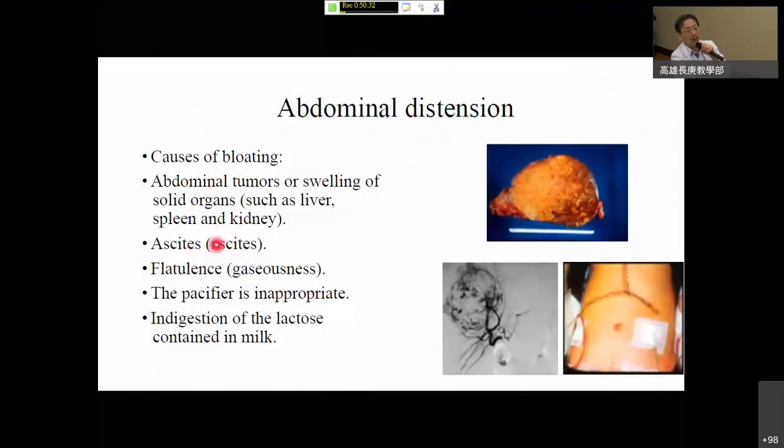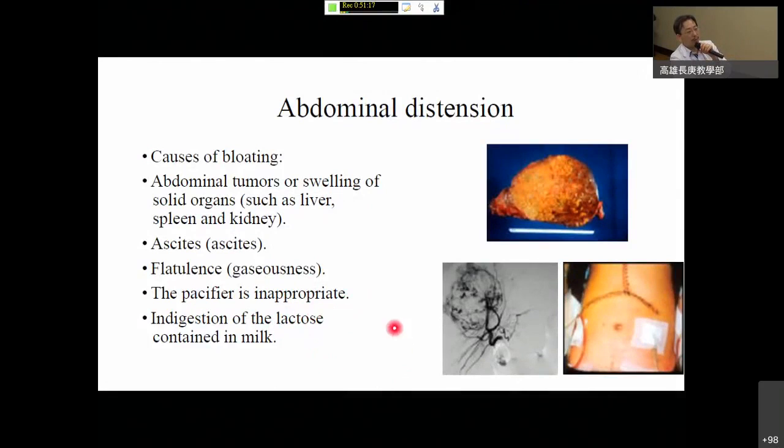You have inflammation of the GI tract, then you will have ascites. Flatulence, you will have some gas in your abdomen caused by what you ingest, okay? Like milk, like sweet potato, it will cause flatulence. Also the pacifier, if inappropriate. There are a lot of chances when the mother gives the baby a pacifier, the baby just sucks the pacifier, but at the same time they also swallow a lot of air in, so it will cause abdominal distension as well.